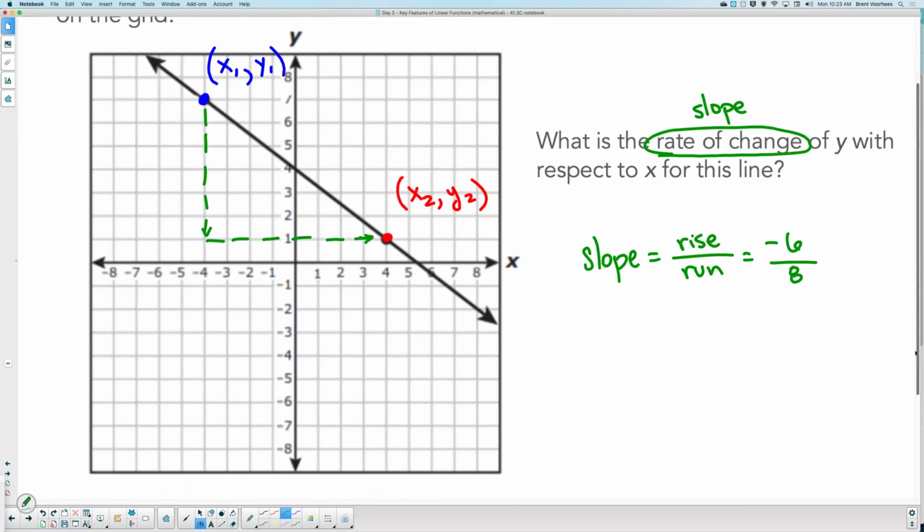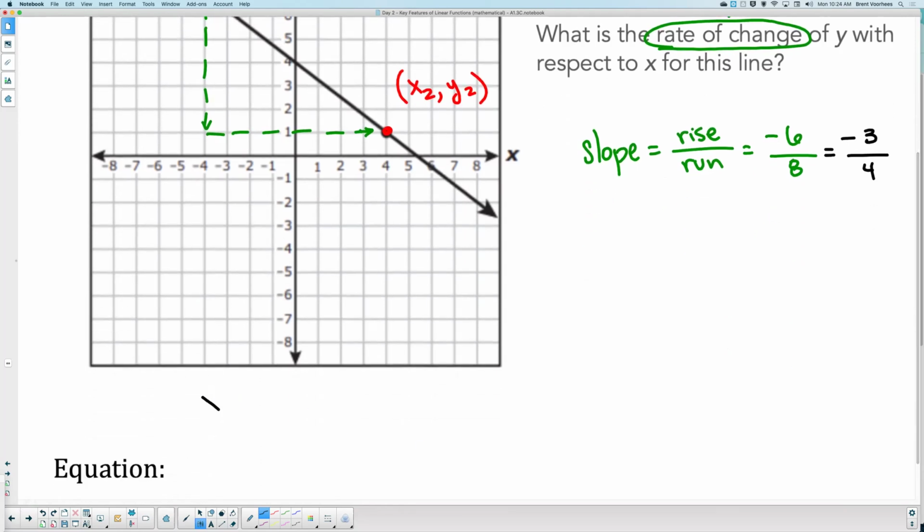Can that be reduced, or is that how it stays? It can be reduced. What number goes into both 6 and 8? 2 does. How many times can 2 go into negative 6? It's obviously a negative number, so maybe I could just say, how many times does 2 go into 6? 3. Since it's negative 6, it's going to be negative 3. How many times can 2 go into 8? 4. So that's my slope.